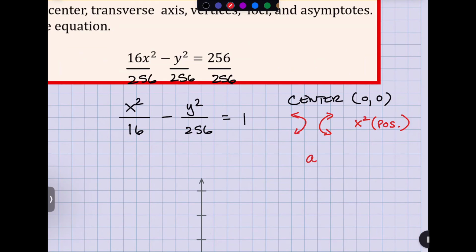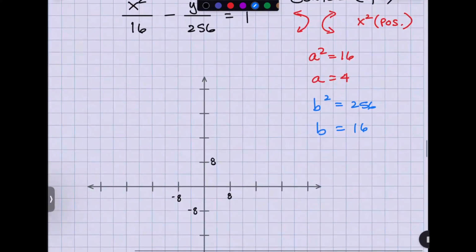So a squared is equal to 16, so a is equal to 4. B squared is equal to 256, so b is equal to 16. Oh boy.